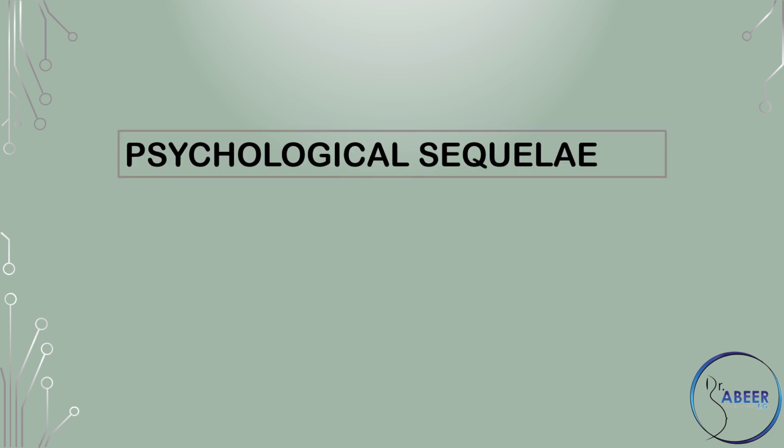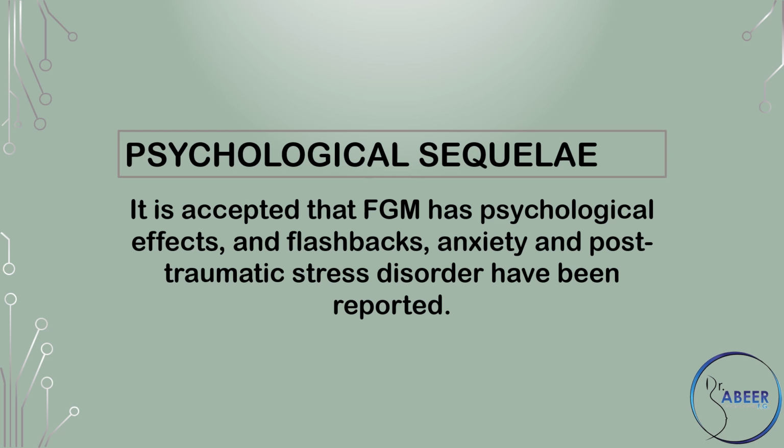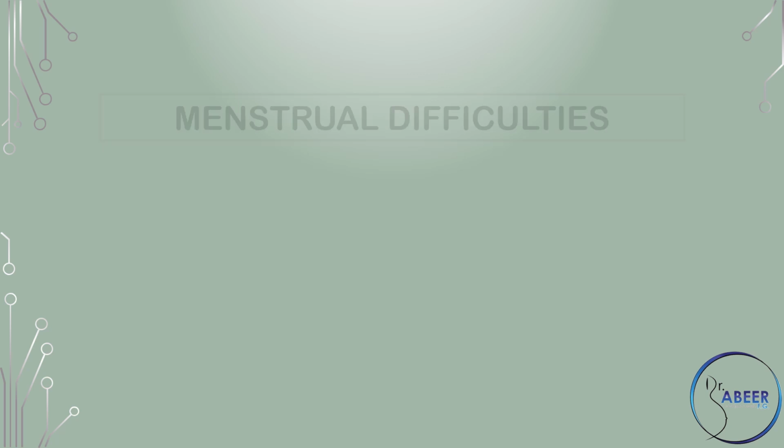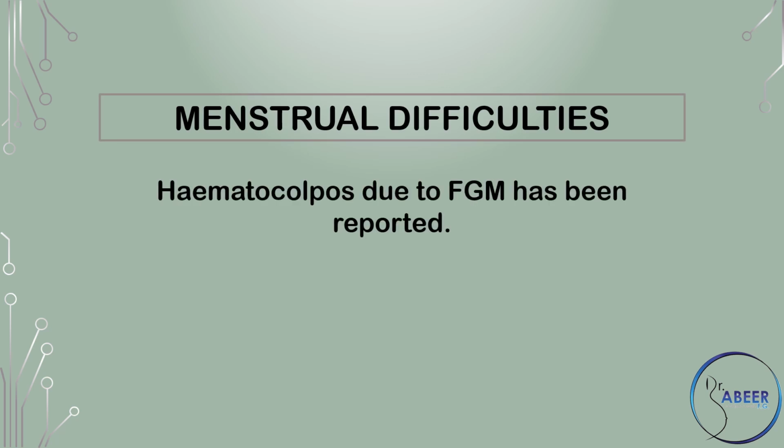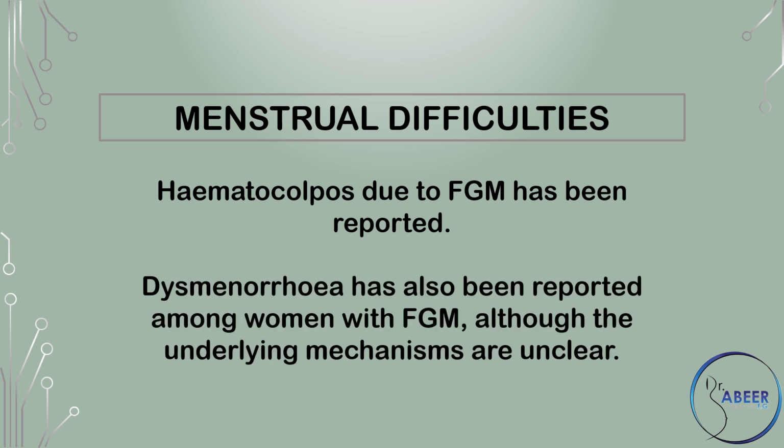Psychological sequelae. It is accepted that FGM has psychological effects, and flashbacks, anxiety, and post-traumatic stress disorder have been reported. Menstrual difficulties. Haematocolpos due to FGM has been reported. Dysmenorrhoea has also been reported among women with FGM, although the underlying mechanisms are unclear.